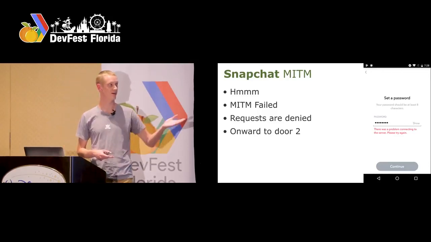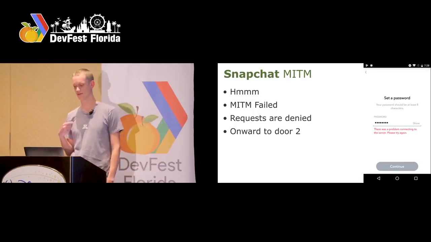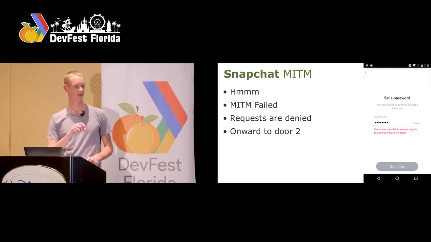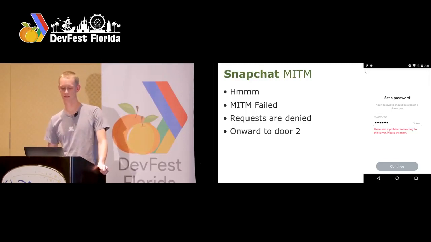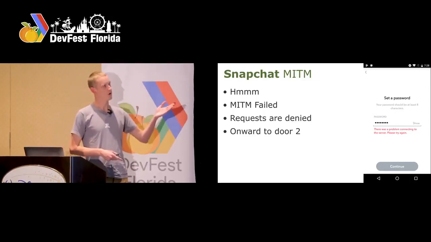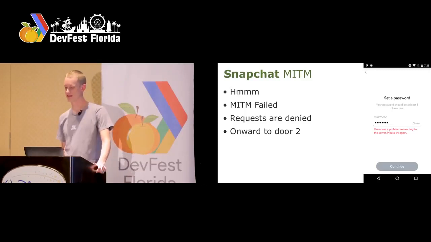Immediately I was blocked. No matter how many times I tried to sign in, I just kept getting "failed to connect to server, failed to connect to server." And I could see this in my tool, Charles, that it was just saying failed, failed, failed. So they were rejecting my request because I had a certificate that wasn't trusted. It was just a certificate I generated through Charles that I obviously knew the private key to. So onward to door 2. What can we do now to figure out a way to man-in-the-middle attack Snapchat?